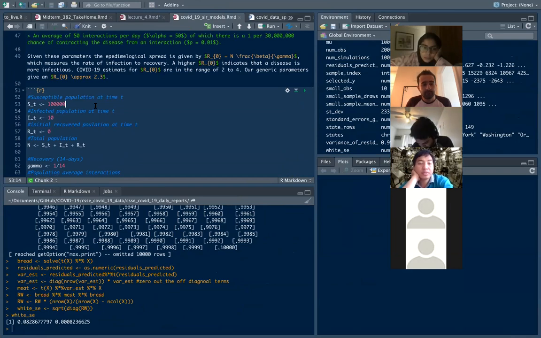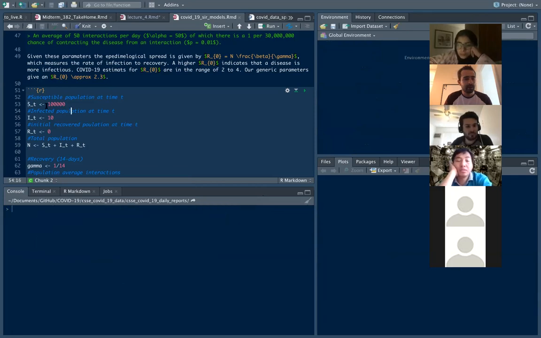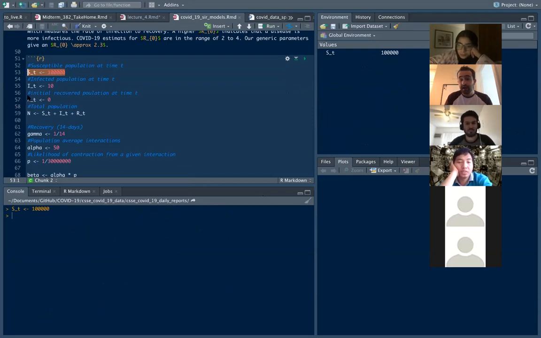Okay, we're going to start off with a susceptible population at time t. So we're going to create a variable S of t that's equal to 100,000. I'm going to clear everything. So S of t I'm going to define as 100,000. I of t I'm going to define as 10. R of t, the initial recovered population at time t, I'm going to call 0. These are just the starting values. What we're going to do is add on to these vectors, appending another number that shows how S of t is changing over time.